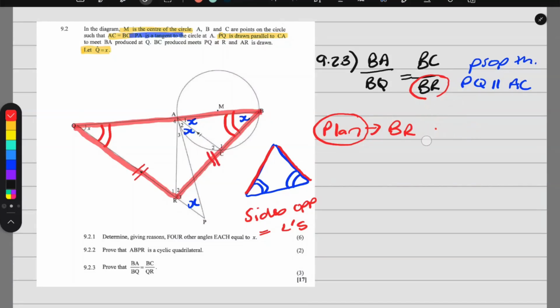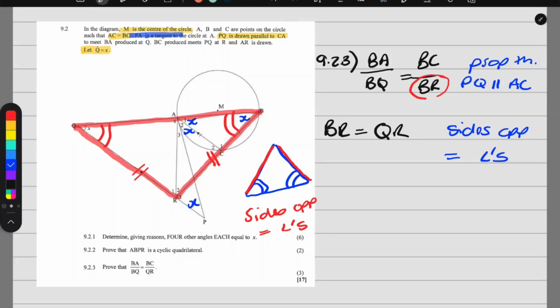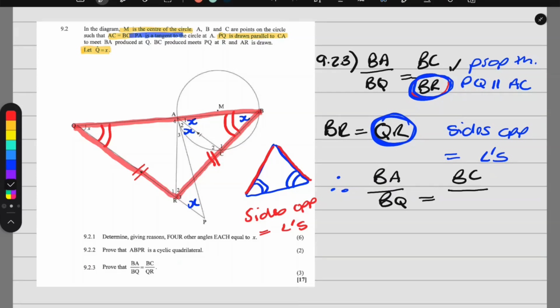So I'm going to write that in. I'm going to write BR is equal to QR. My reason: sides opposite equal angles. Therefore, wherever there's a BR, I can now replace it with QR. So therefore, BA over BQ is the same as BC over, instead of writing BR, I'm going to write QR. And there I proved this question.